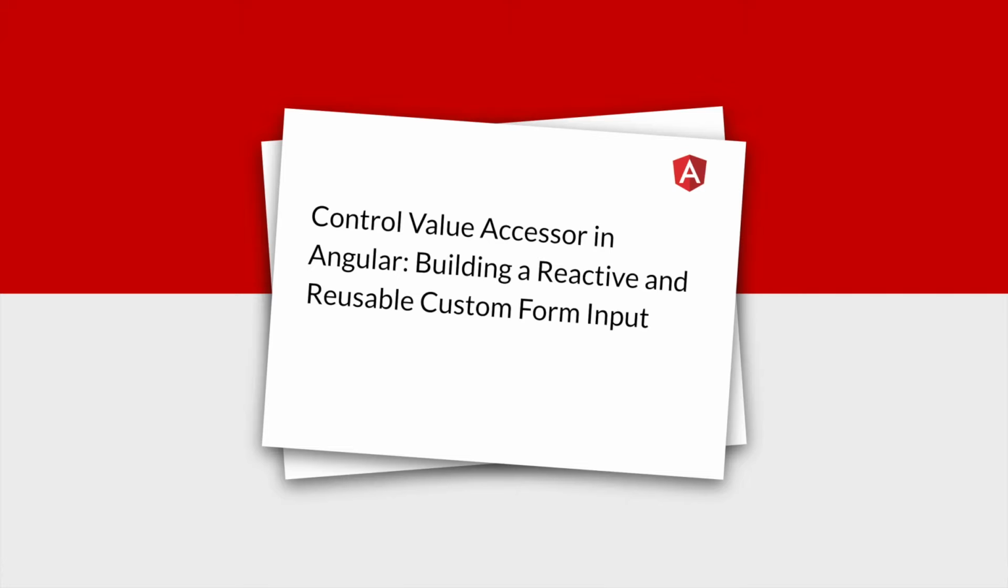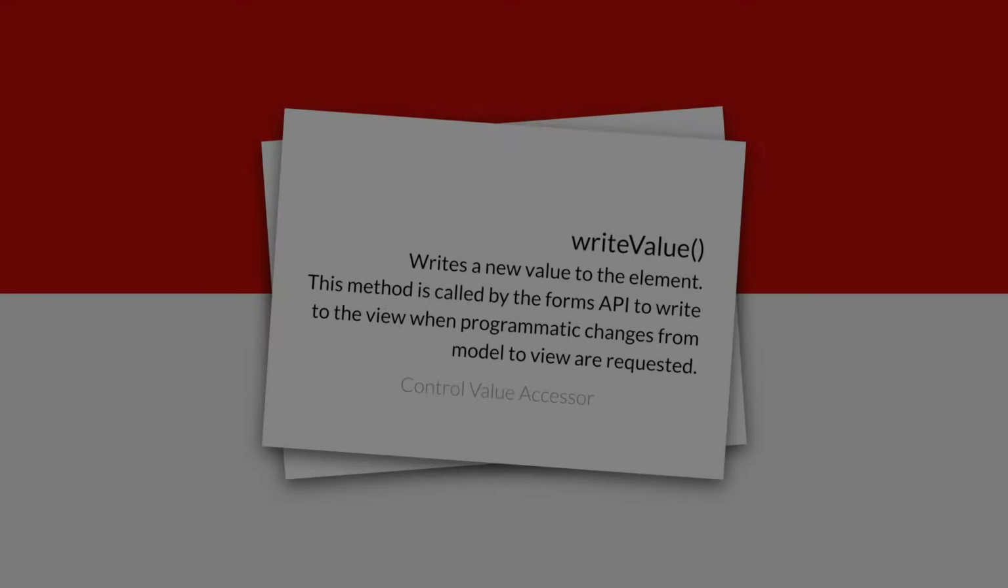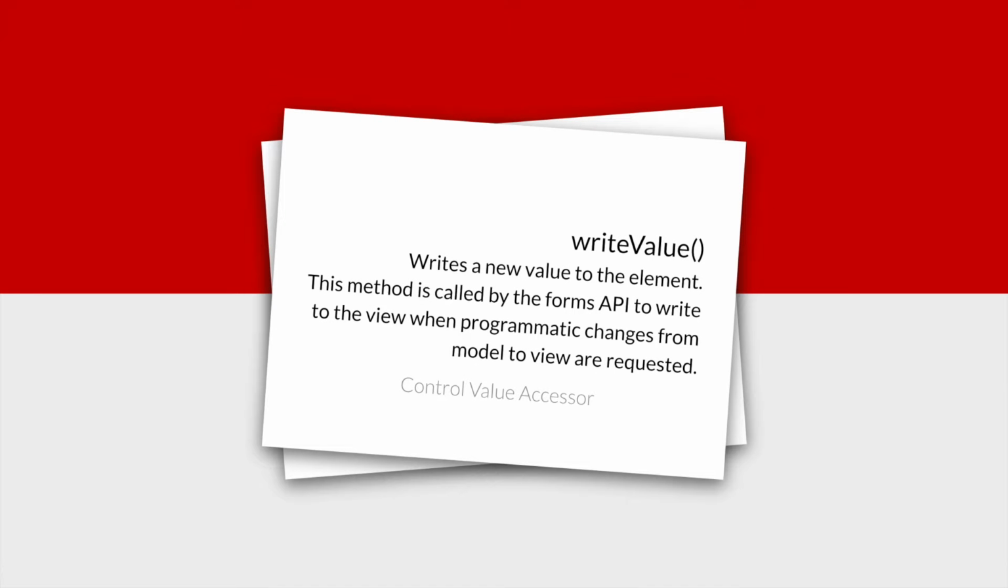Alright, in this episode, we want to look at the Control Value Accessor interface in Angular. The Control Value Accessor provides us with the power to leverage the Angular Forms API and create a bridge of communication between the Angular Forms API and the DOM element. After implementing this interface, there are 4 methods we need to consider to be able to create a form control directive that integrates with Angular Forms.